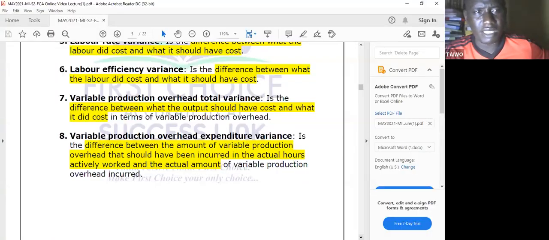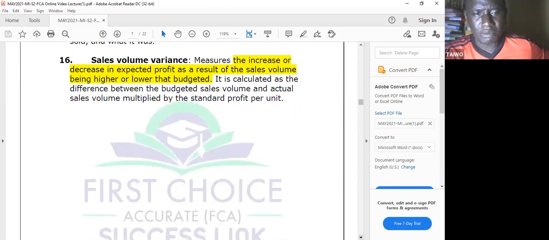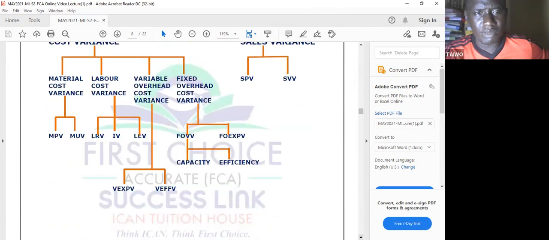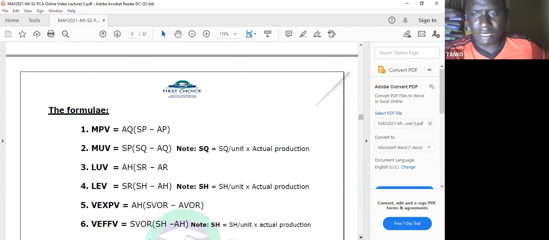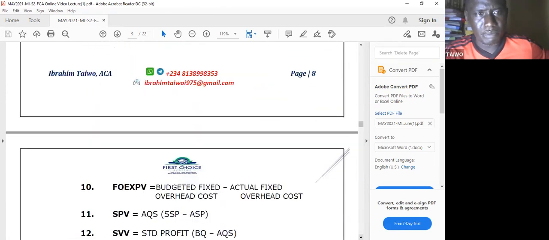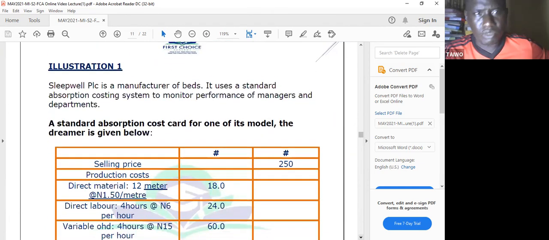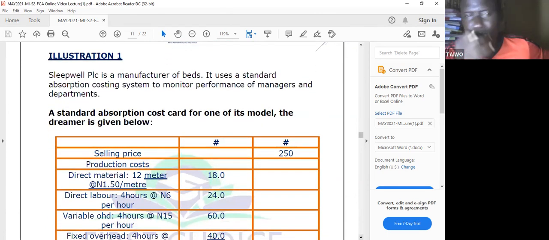I was trying to solve the questions on variance analysis when we had that issue, because variance analysis is very important to your syllabus. I think the last time I discussed this, I was trying to solve the questions. So please allow me to go through these questions again quickly before I move on to something else today.